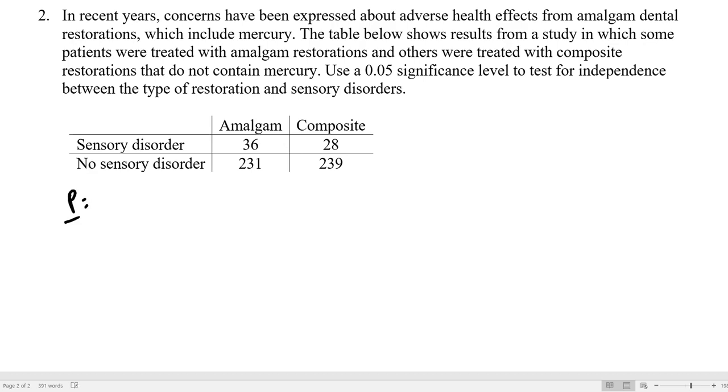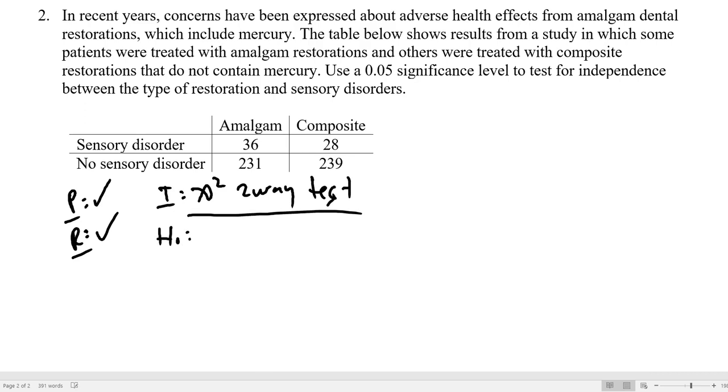PRTC. What we are dealing with: sensory disorder and dental restoration type, right? The requirements: data must be collected randomly, at least 5 in each of 2 categories. Third, let's run the test. Chi-squared, 2-way table, 2-way test.